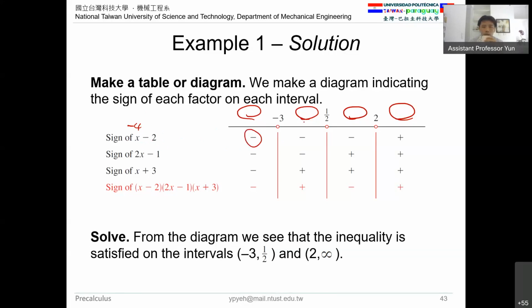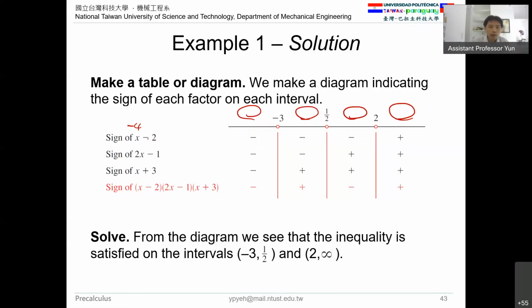And in the interval between minus 3 and 1/2, there will be a negative, and this will also be negative here. But when x is larger than 2, then it will be positive here. Okay. So this is quite easy to make sense of the behavior of this function, right?